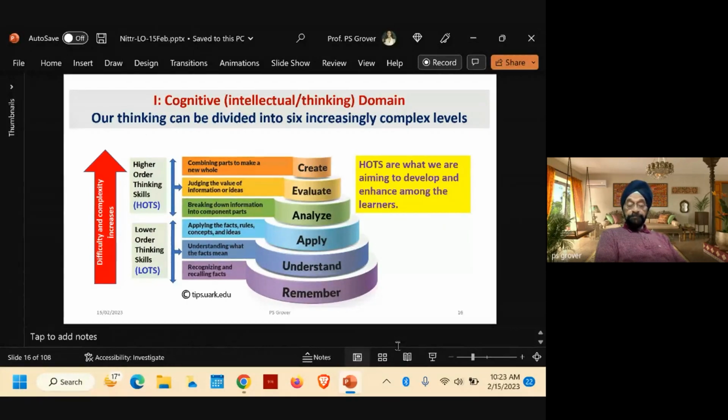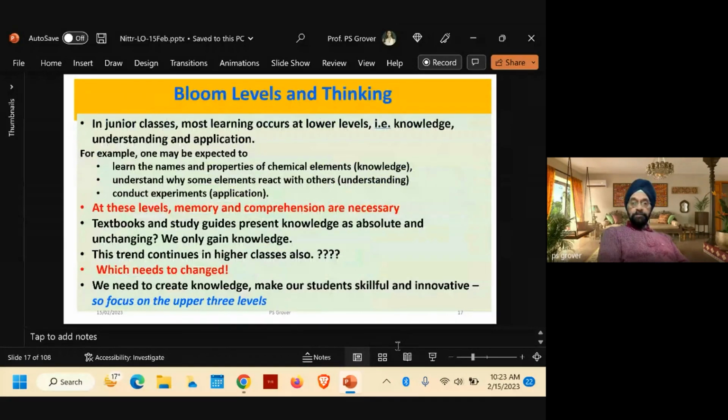How can I do that? I can do it by stating, when I design my course outcomes and my program outcomes, my emphasis on the higher thinking levels. Now, Bloom level and thinking in junior classes. Most learning occurs at the lower levels: knowledge, understanding, and application. For example, one may be expected to learn the names and properties of chemical elements, that is knowledge, then understand why elements react with others, that's understanding, and conduct an experiment, that is application.